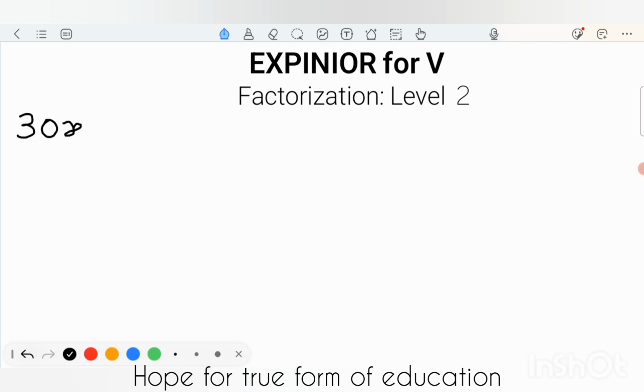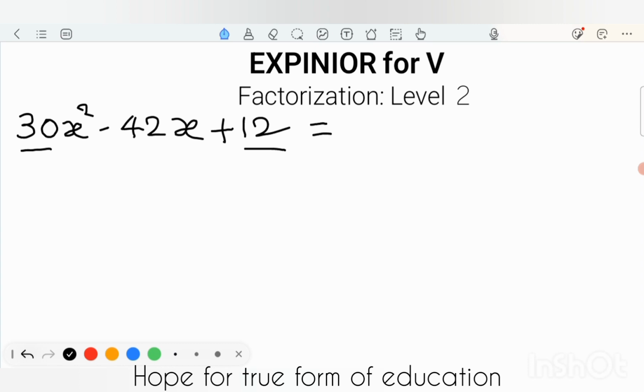30x square minus 42x plus 12. So this is the first question. Here if you observe, A and C look large, and the product of the two numbers will be quite large or complex, and splitting 42 will be a bit difficult. It will be complex, with more factors and everything. So to make it easy, we have a method.